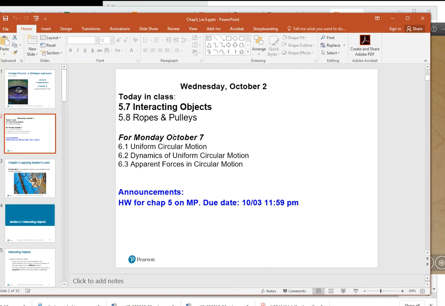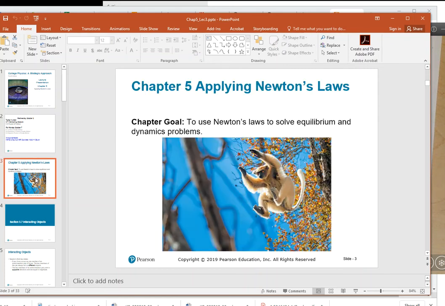This upcoming Monday, October 7th, we'll be doing uniform circular motion and looking at the dynamics of circular motion. For the upcoming exam next week, which will be Wednesday, October 9th, we'll do everything up through Chapter 5, emphasizing topics that were not covered on the first exam up through the end of Chapter 5. There may be a couple of bonus questions related to Chapter 6. And just as a reminder, we have our homework for Chapter 5, which is due tomorrow evening.